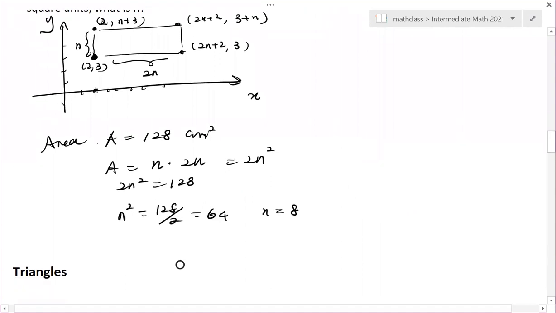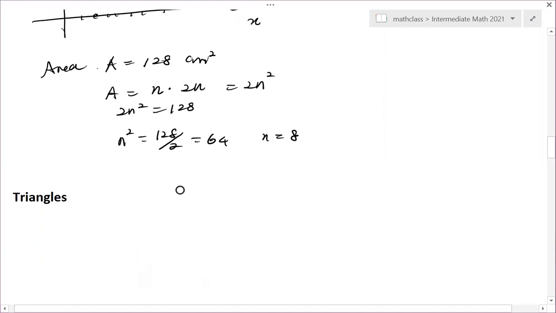Okay, so this is about the rectangles. And those students who attended my lectures in the basic math class before, you know the coordinate geometry you learned, right? All right.